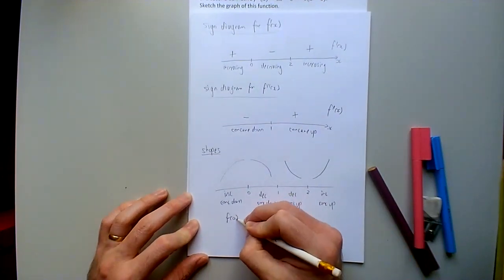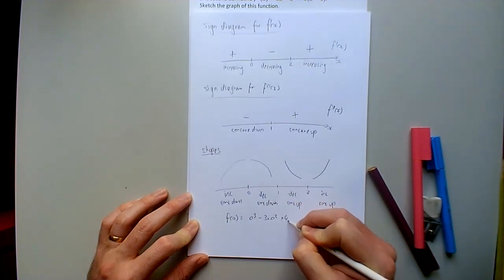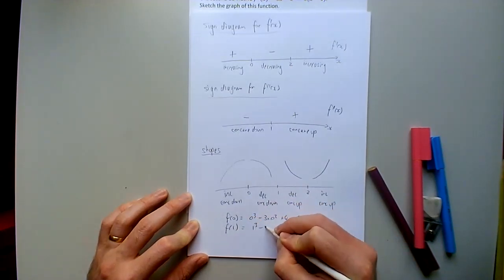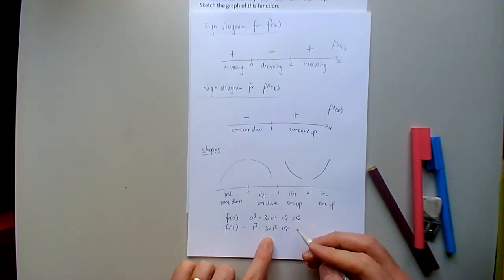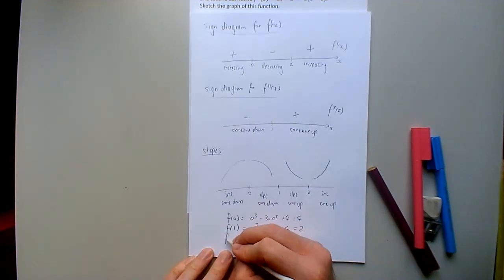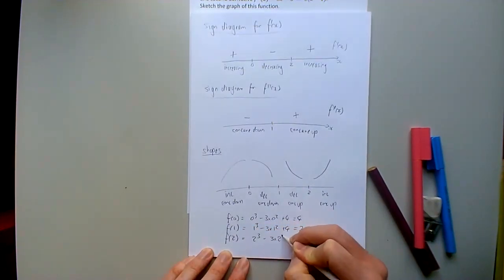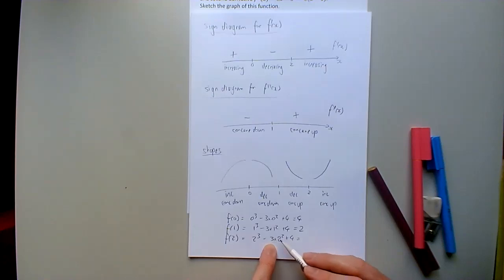So f of 0 is 0 cubed minus 3 times 0 squared plus 4, which is 4. f of 1 is 1 cubed minus 3 times 1 squared plus 4. 1 minus 3 is negative 2, plus 4 is 2. And f of 2 is 2 cubed minus 3 times 2 squared plus 4. Now 2 cubed is 8, 2 squared is 4, so 3 times 4 is 12, and 8 minus 12 is negative 4, plus 4 is 0.